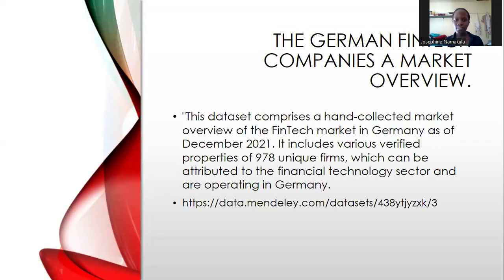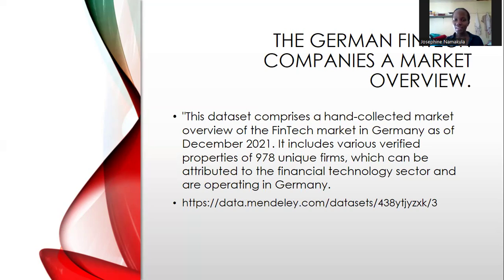So the next data set is the German fintech companies, the market overview. So this data set comprises of a handheld collected market overview of the fintech market in Germany as of December 2021. It includes various verified properties of 978 unique firms, which can be attributed in the financial technology sector and are operating in Germany. So this data set had many features to compare. So it was a good data set compared to the others.